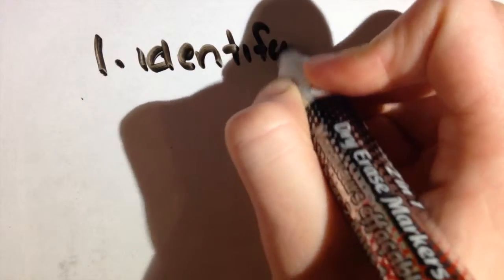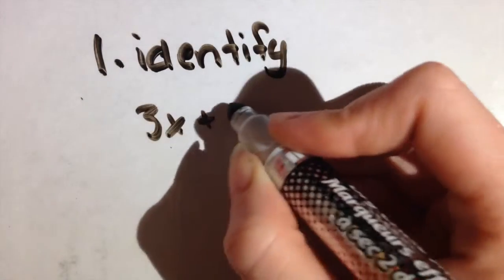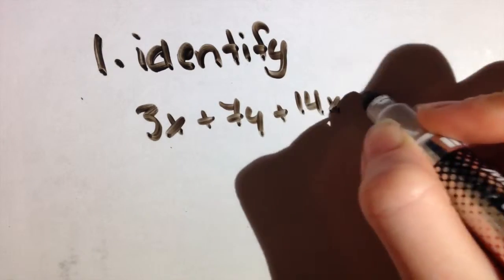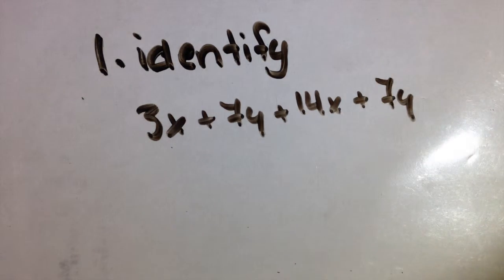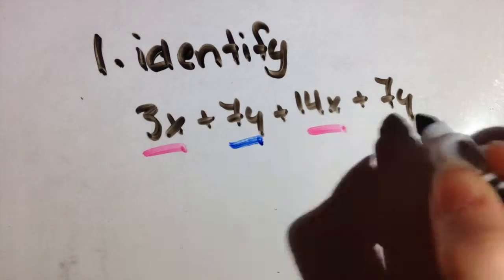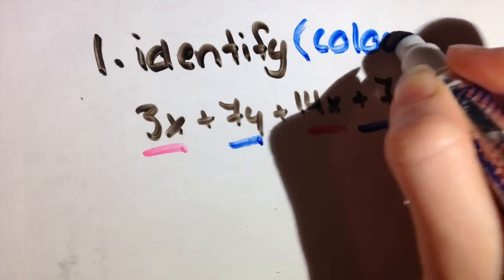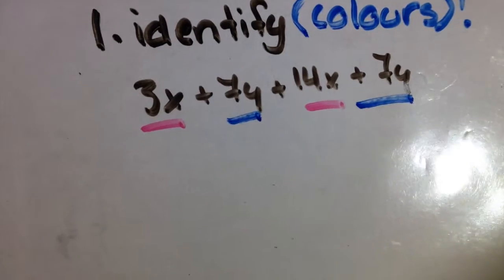So there are 3 easy steps to this. The first step is called identify. So for this equation, which is 3x plus 7y plus 14x plus 7y, the identifying step would be to color code each variable. So I chose pink for x and blue for y. And here I'm just going to specify the colors.